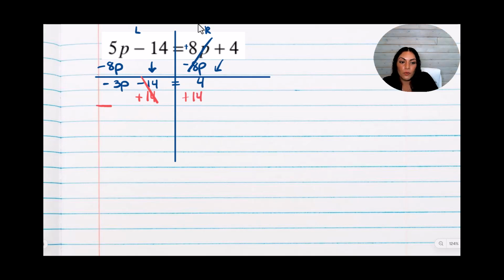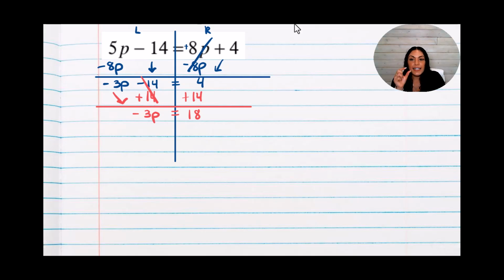And whatever we do on one side, we do on the other. I work from left to right, so we're going to bring in this negative 3p so we don't leave it behind. Keep that equal sign in the center, and then 4 plus 14 gives us 18.